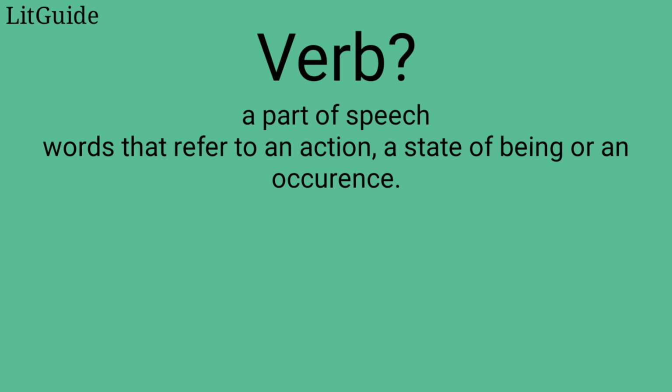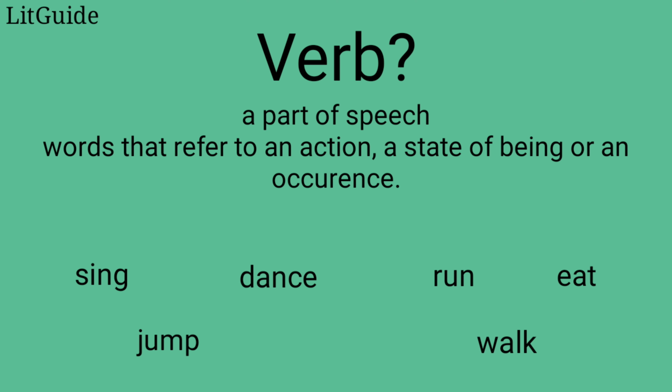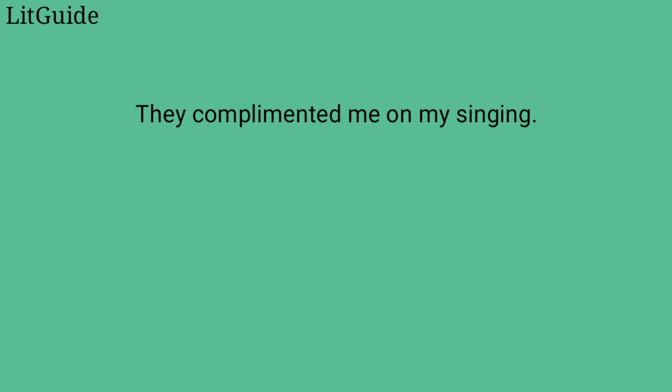Let us see some examples of words that are usually considered as verbs in the English language. Sing, dance, run, eat, jump, walk, etc. But sometimes, words that are usually considered as verbs will act as a different part of speech. For example, let us consider this sentence. They complimented me on my singing. The word singing is usually seen as a verb, but in this particular sentence, the verb is complimented. And the word singing is acting as a noun.